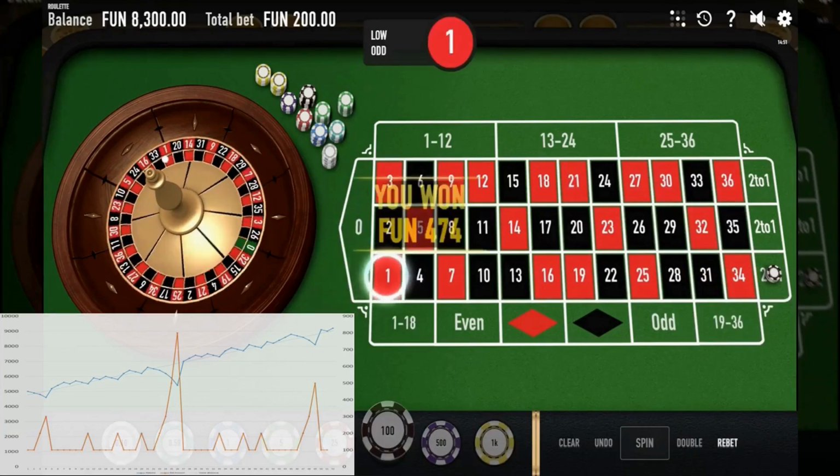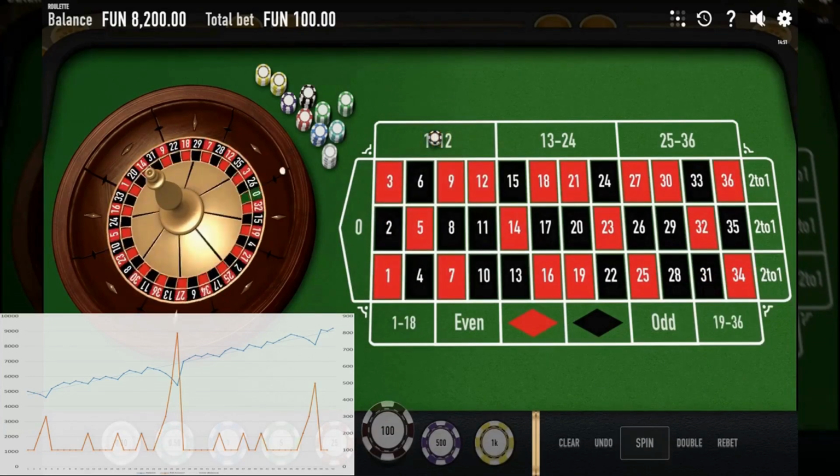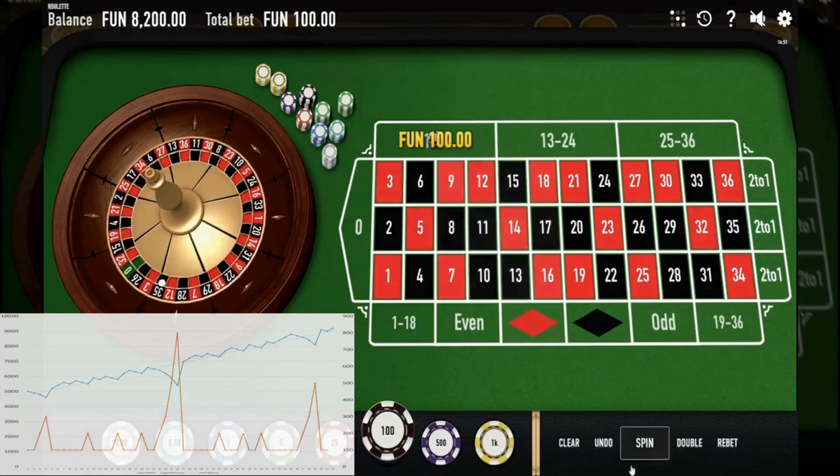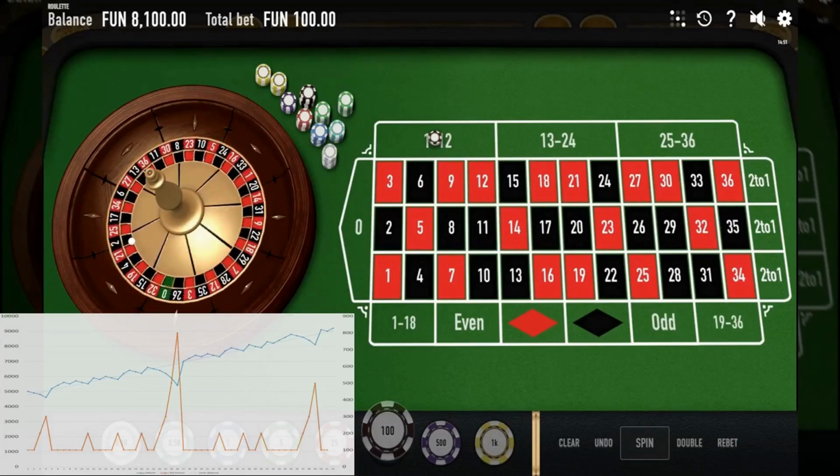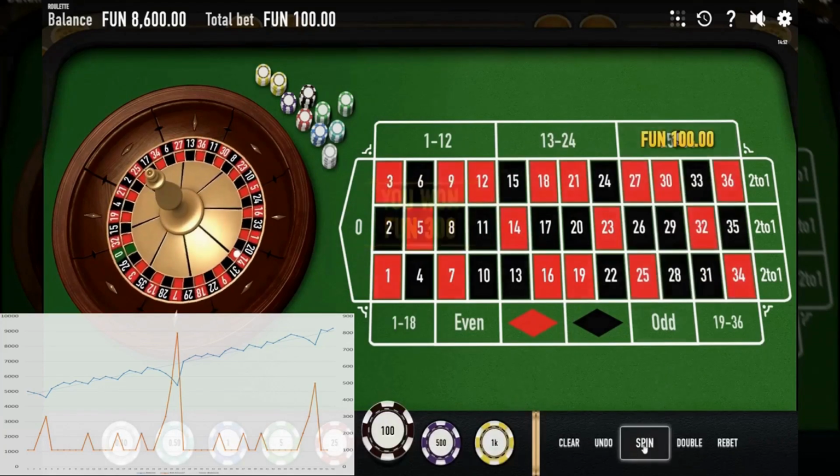The combination of steady growth and the ability to recover from losses truly showcases the strength and potential of this approach. The strategic bets and timely wins underline the effectiveness of sticking to a disciplined betting system.